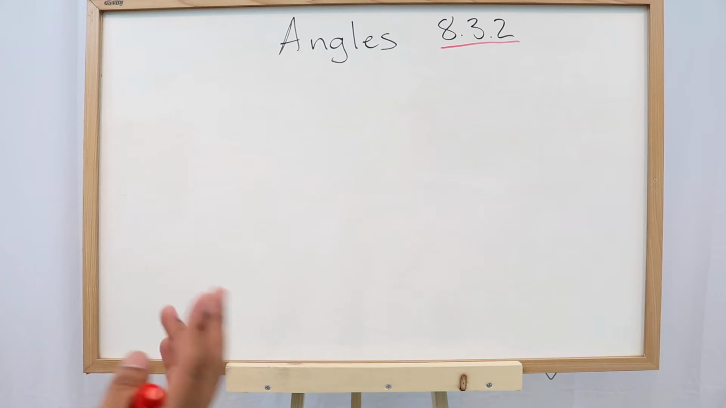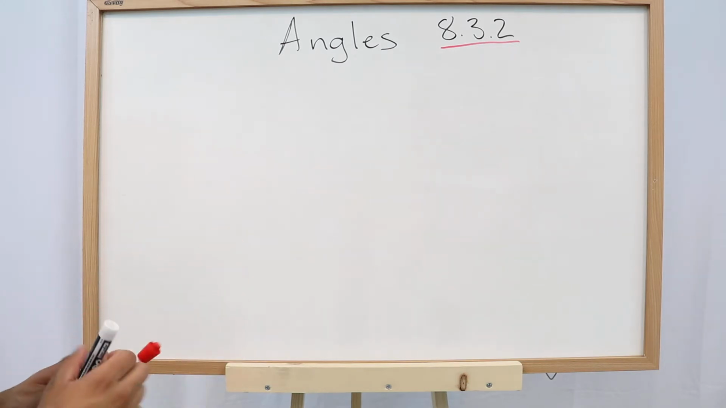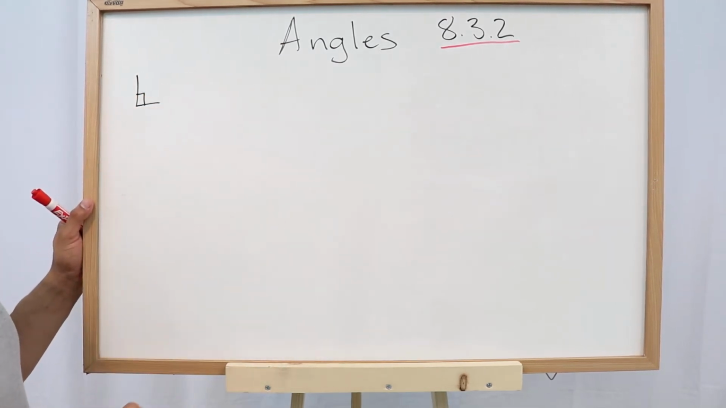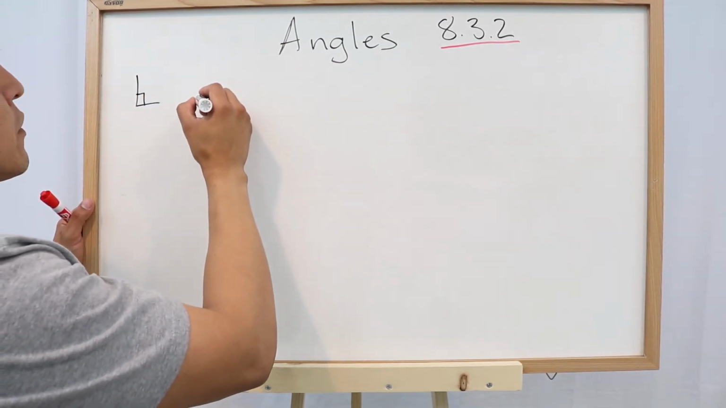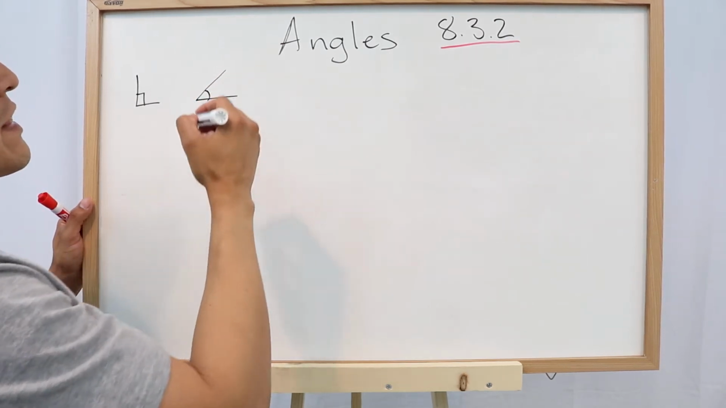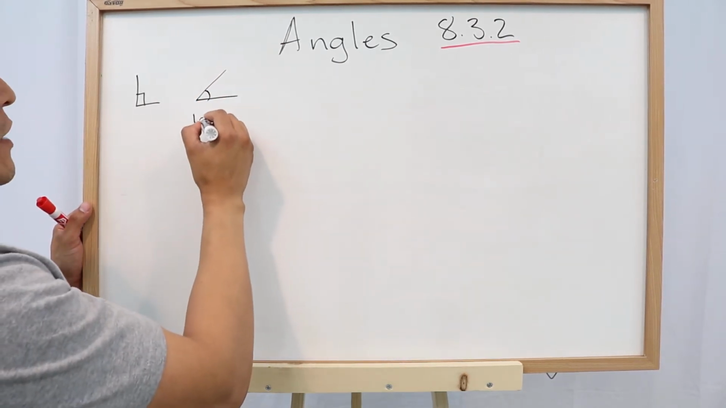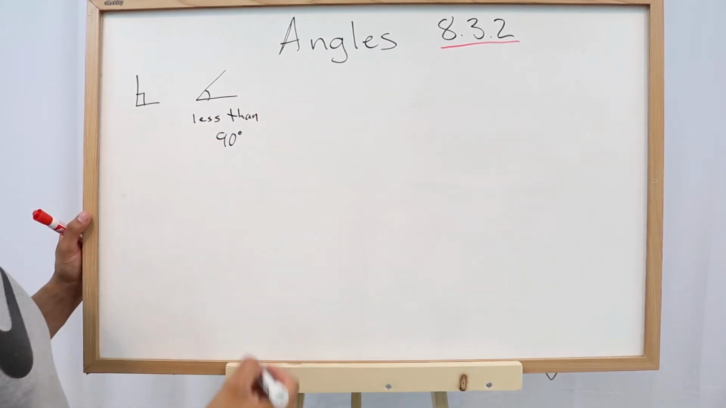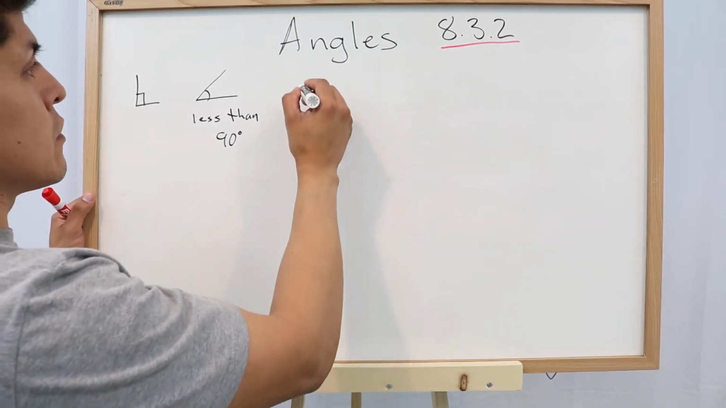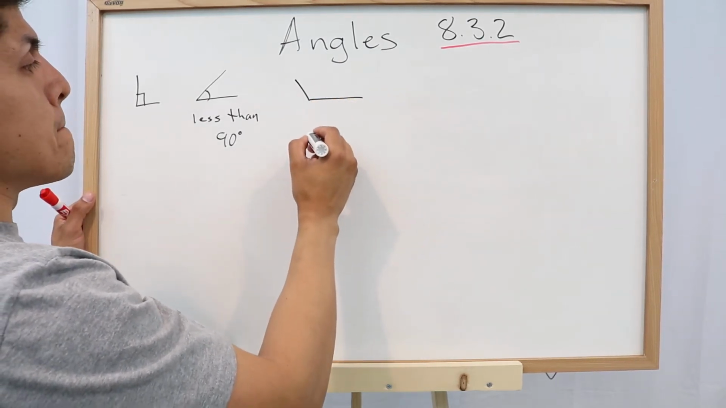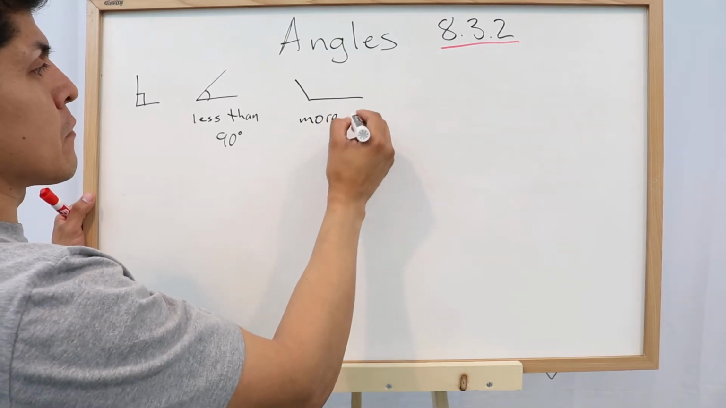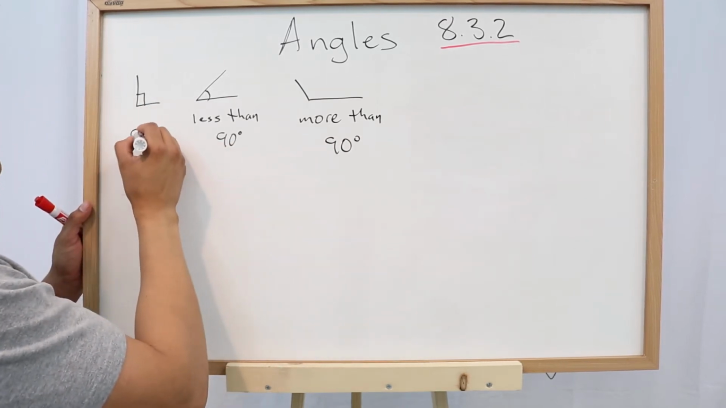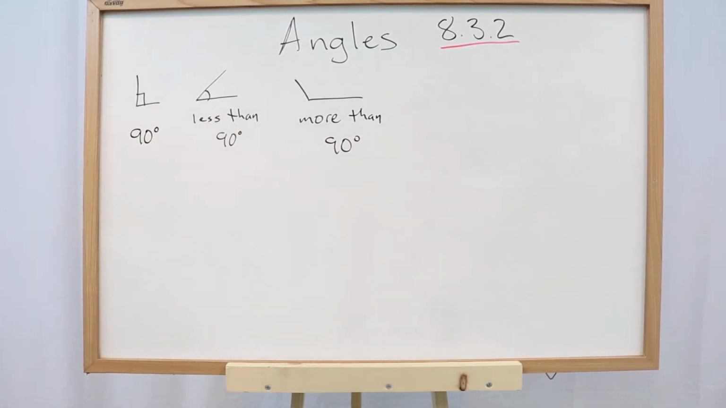So we talked about 3 types of angles. We discussed right angles, which are 90-degree angles. We discussed acute angles, which are less than 90 degrees. And we did obtuse angles, more than 90 degrees. This is a right angle, exactly 90 degrees. So these are the 3 types of angles.